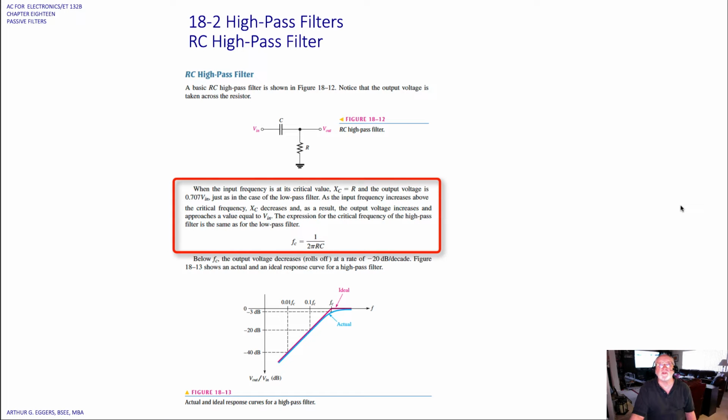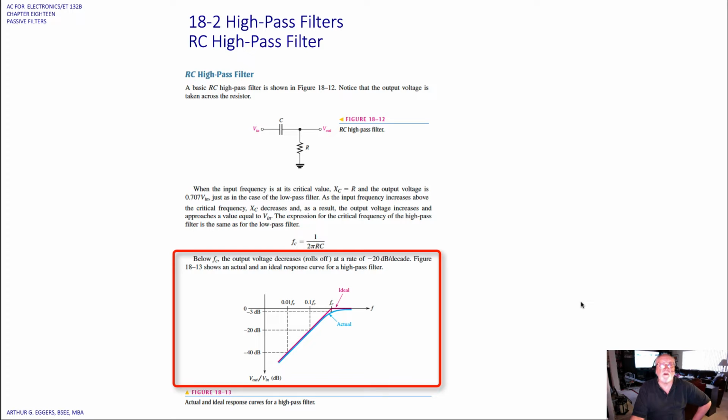The expression for the critical frequency of the high pass filter is the same as that of the low pass filter. So we start with the same mathematical relationship here, 1 over 2 pi RC. Below the critical frequency, the output voltage decreases, or rolls off, again at a rate of minus 20 dB per decade. If we look at the Bode plot below, we can see that represented. We see the ideal in red, the actual plot in blue.